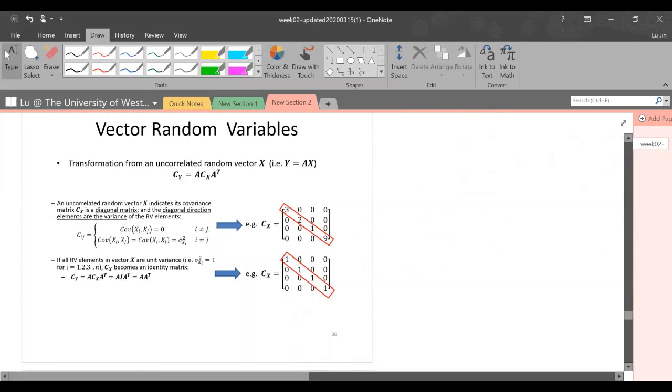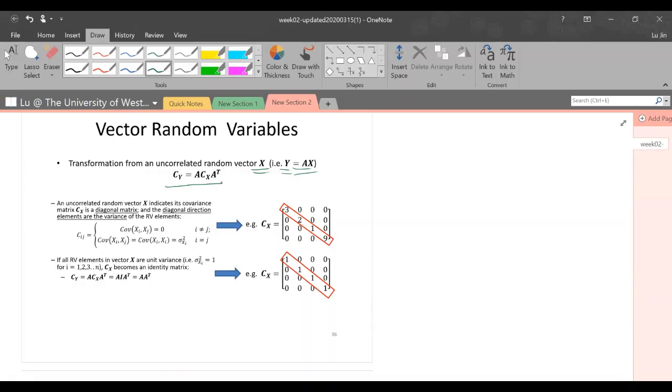Okay, now some further extension regarding the linear transformation. The condition remains the same. So you have the x vector available, and the y vector is equal to the transformation matrix A multiplied by this x vector. We know Cy, the covariance matrix of y, equals A times the covariance matrix of x times A transpose. I have done the mathematical induction of this one before.